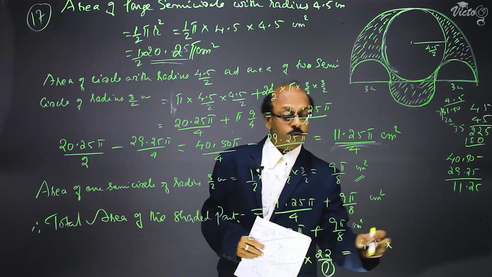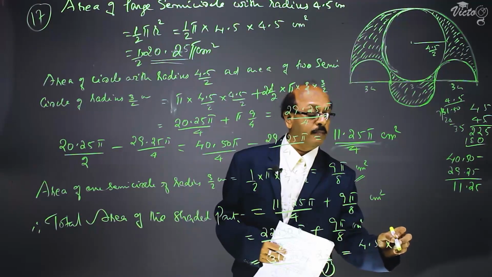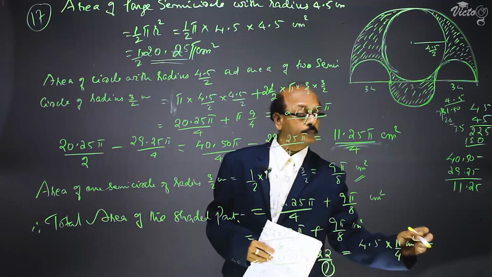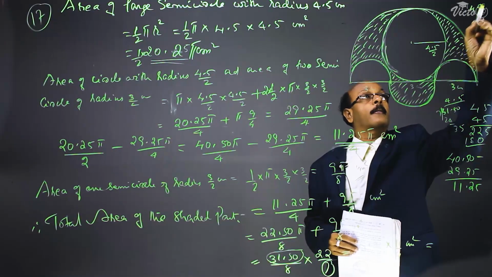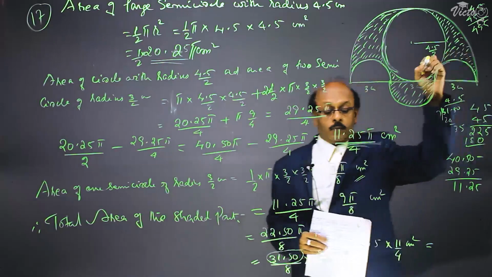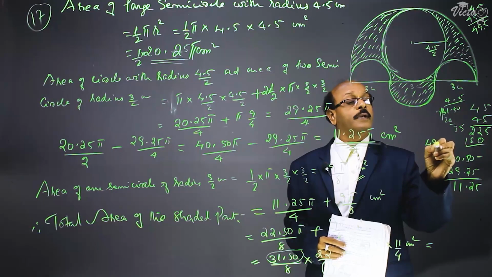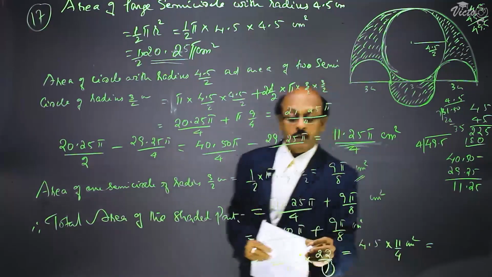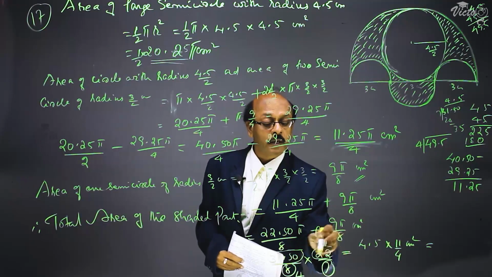4.5 into, here also we can divide it by 2. Here it is 4 and 11. 11 by 4 centimeter square, which is equal to 4.5 into 11. 49.5 divided by 4. 49.5 divided by 4 is equal to, here we can cancel 2, 4, here it is 11.